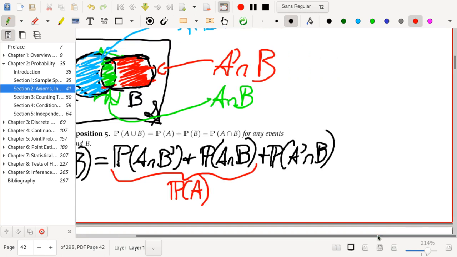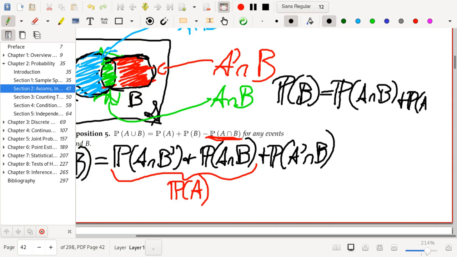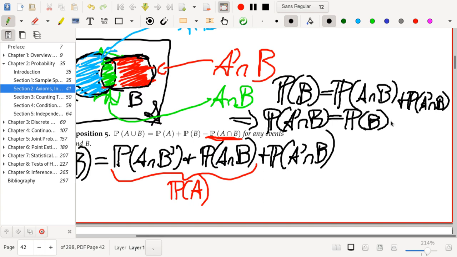But the thing is, we need to somehow account for, we end up in the end with a subtraction of the probability of A and B. So how are we going to do that? Well, if we look at the probability of B, we could say, as an aside, that the probability of B is equal to the probability of A and B plus the probability of not A and B. And then if you do some algebra, you can say that the probability of not A and B is equal to the probability of B minus the probability of A and B.